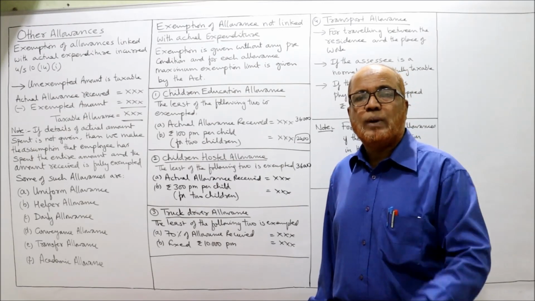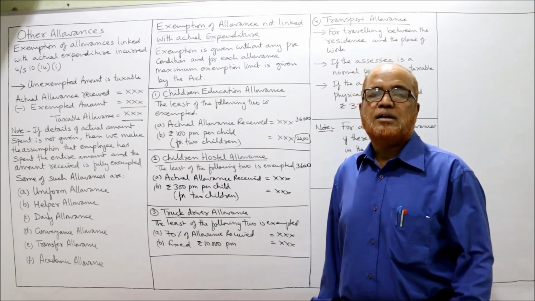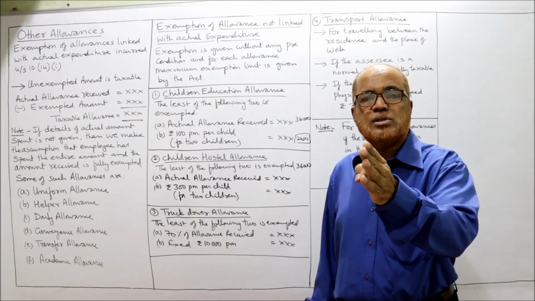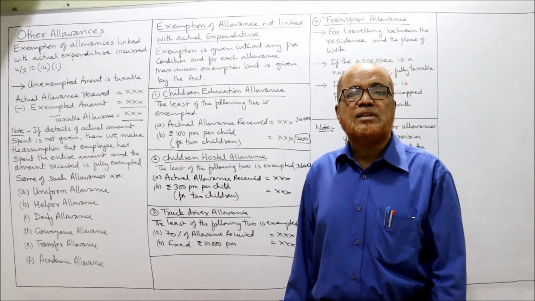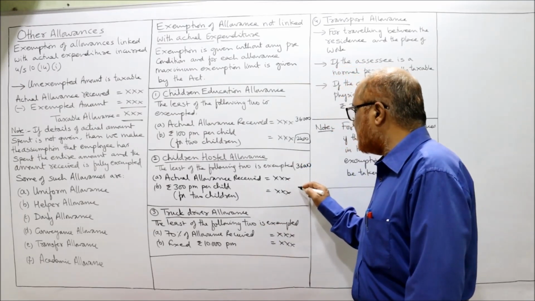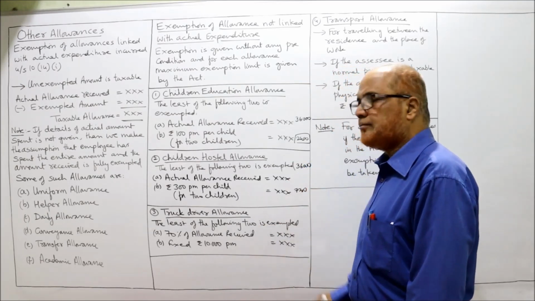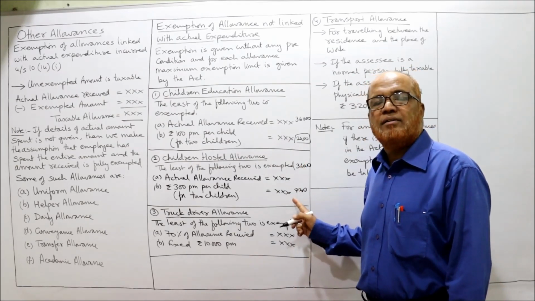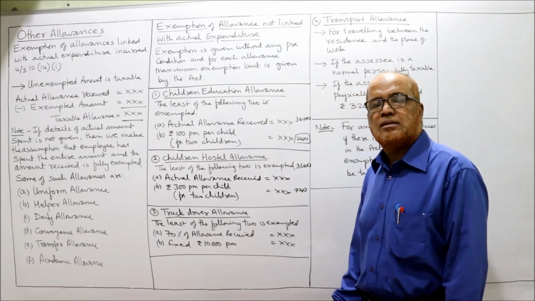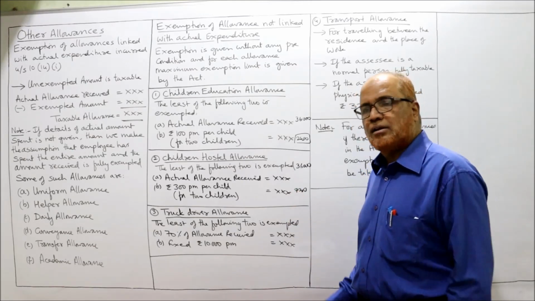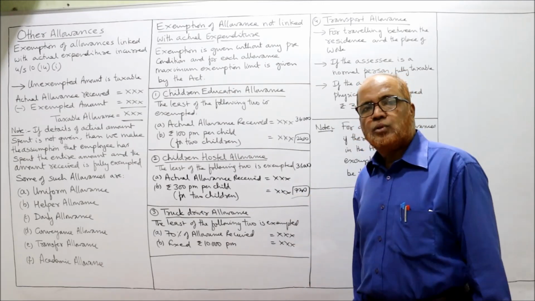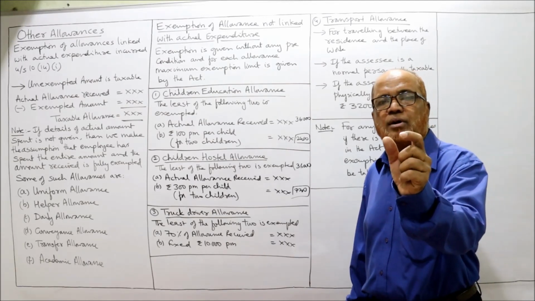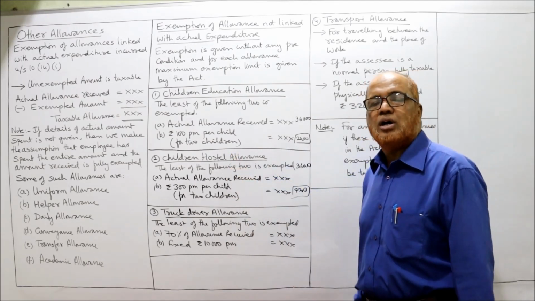So 300 into 12, 3,600 per child for a maximum of 2 children. So 3,600 plus 3,600, 7,200. The maximum limit is 7,200. Actual allowance received is 36,000. The maximum limit given by the Income Tax Act is 7,200. The least of these two is exempted. Least is 7,200. So taxable amount is 36,000 minus 7,200. Whatever is the remaining amount, that is the taxable children hostel allowance.